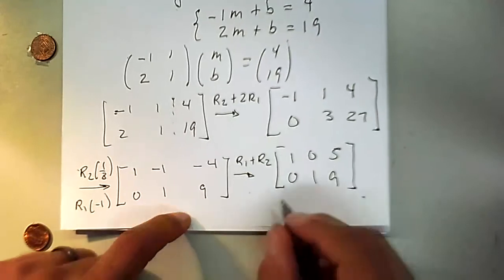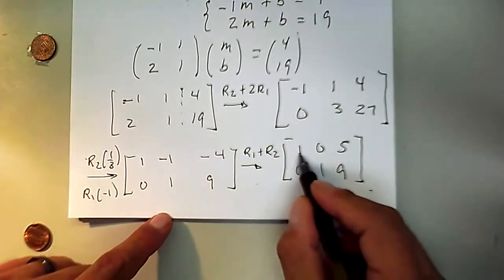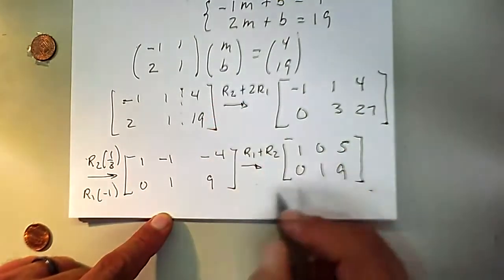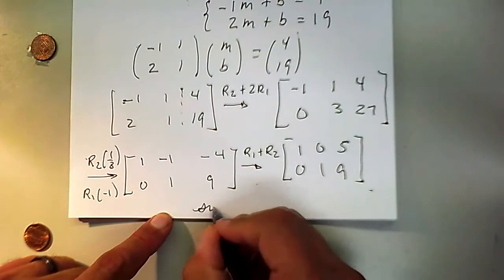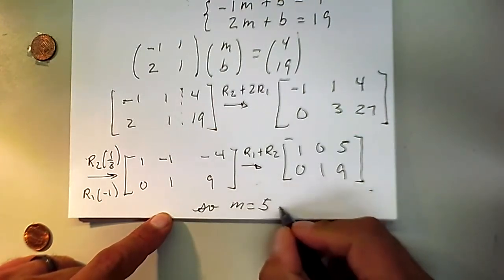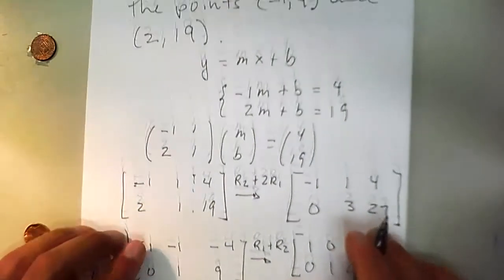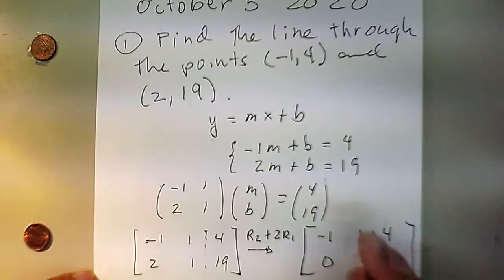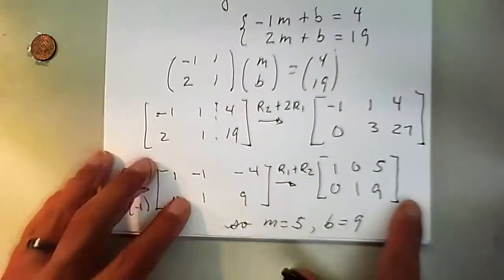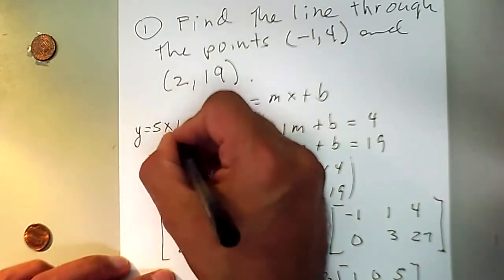So that means that m, boy, I'm going to try to squeeze that in here. Remember, this corresponds to m and b. So m equals 5 and b equals 9. And I'm going to go back here and say, after doing this, the answer is y equals 5x plus 9.